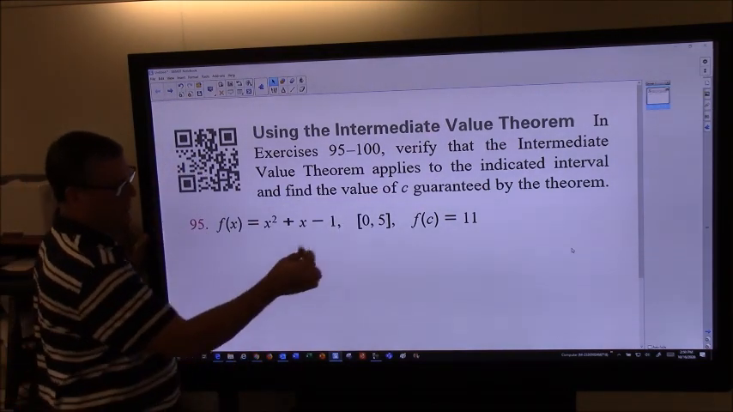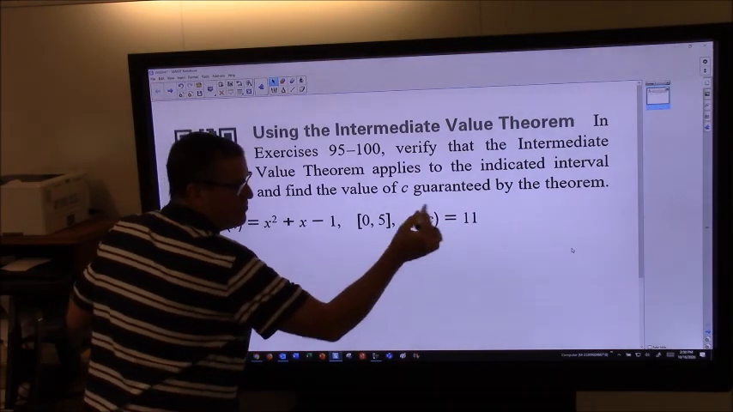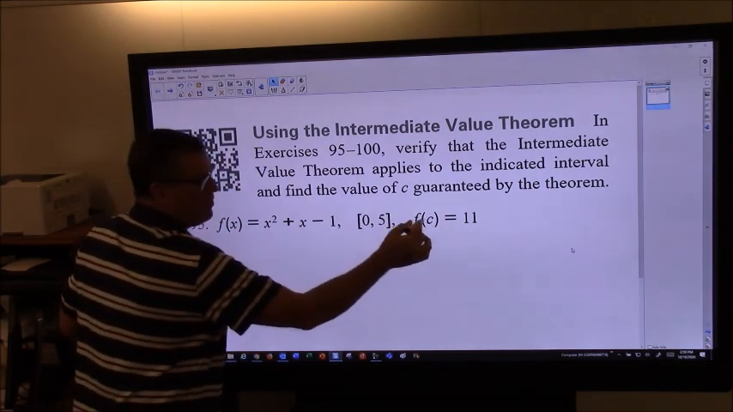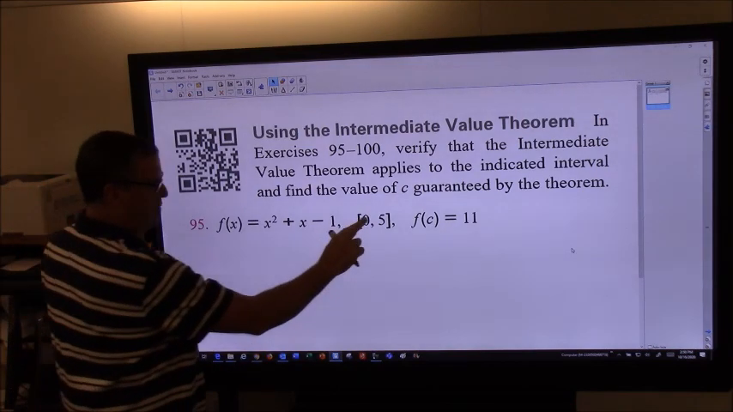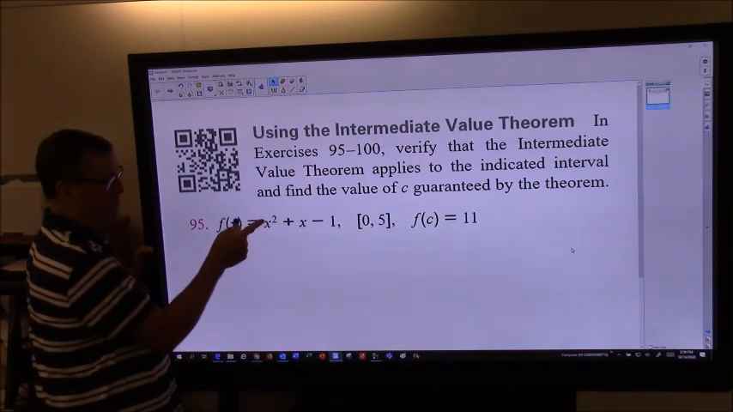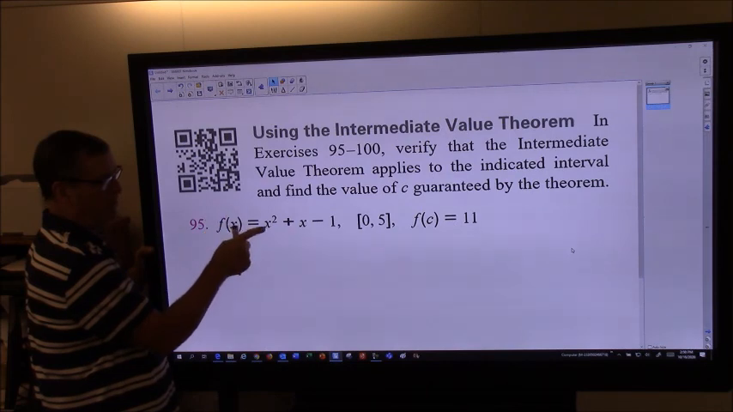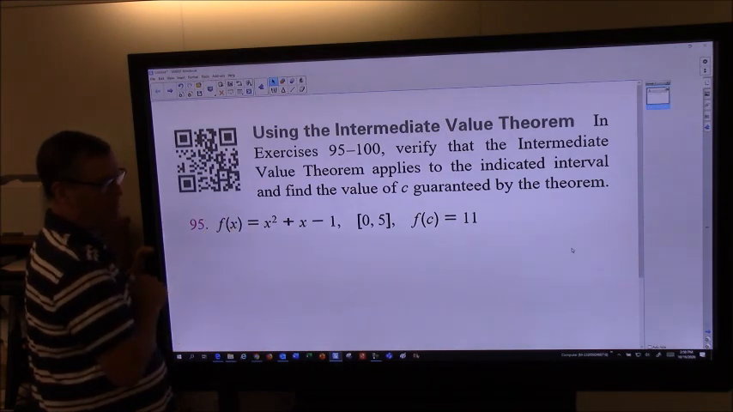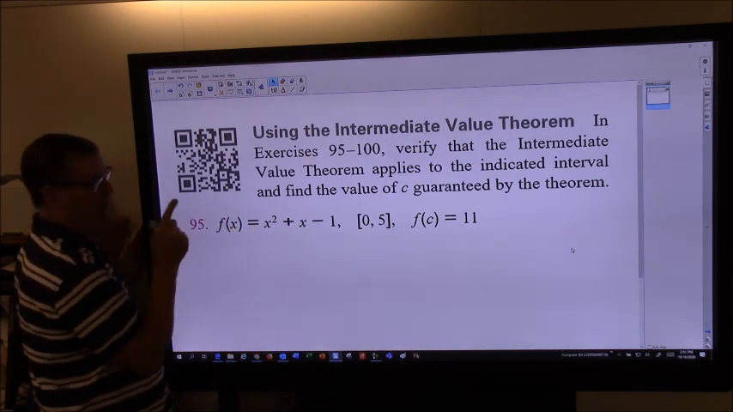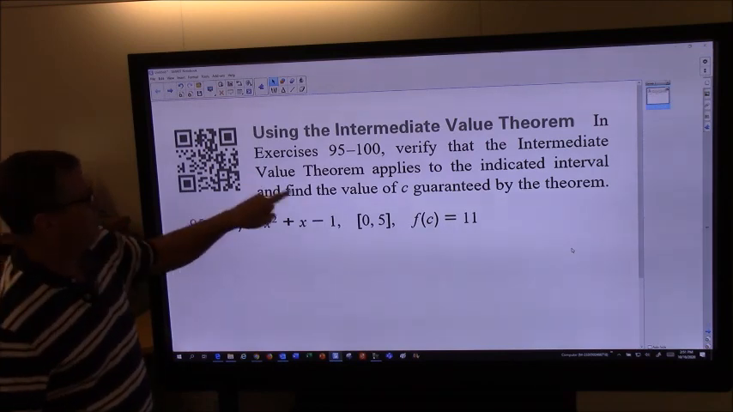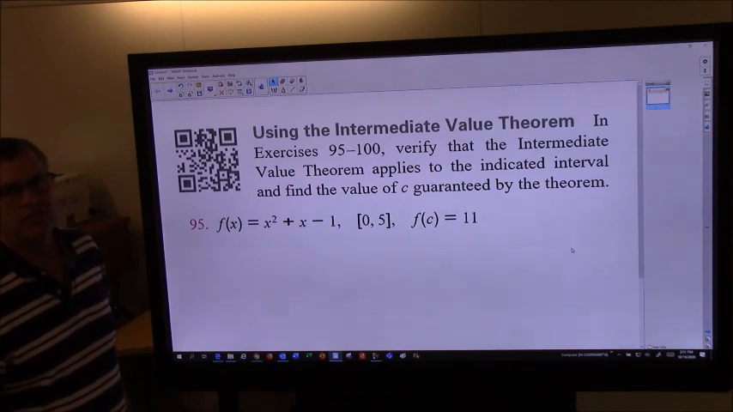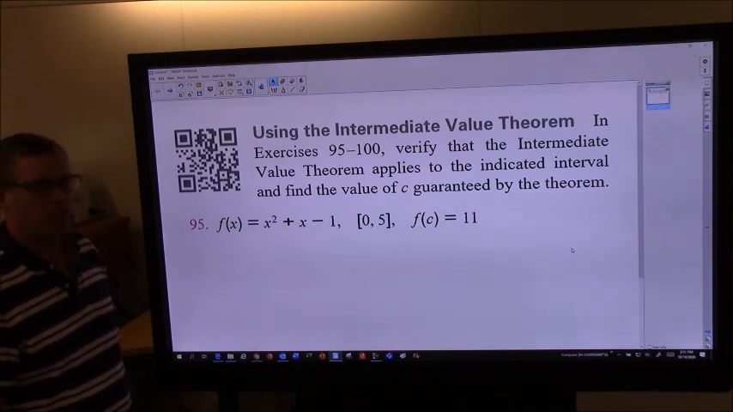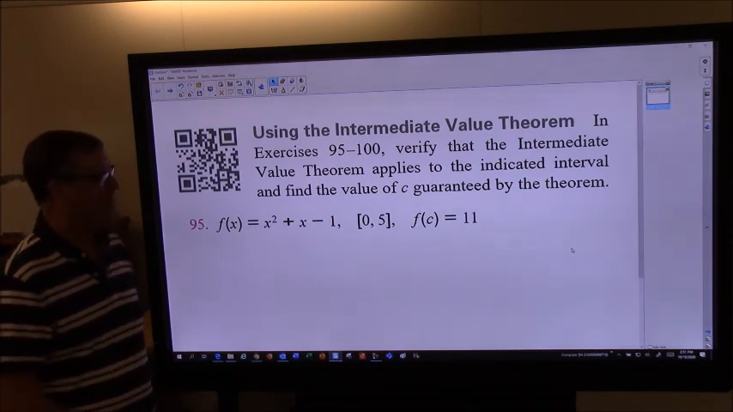Okay, so now instead of saying, show me that there's a 0, it's saying, show me that you cross the line y equals 11. So when I plug these numbers in, I should get one number above 11 and one number below 11. Okay? But they're adding one more piece. They're saying, find the value of c where you hit 11. I'm going to let you guys think about that for a minute. Go ahead and try it.